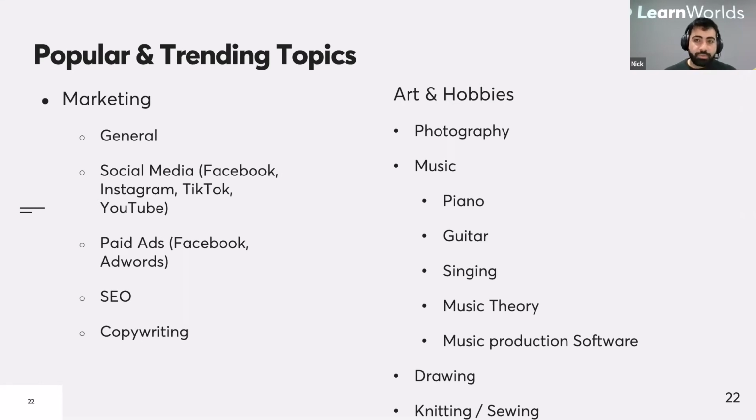SEO, a lot of people are looking to learn how to do SEO. SEO is getting more difficult. For anyone who doesn't know, it's search engine optimization, how to show up on Google. So it's a very difficult topic. It's getting more difficult and more people are learning about it and they want to join this trend and learn how to do SEO. Copywriting, the art of writing for anything, for advertising, for media, for landing pages. It's a good skill for everyone to have, especially a course creator, and everyone is looking to learn how to do copywriting.